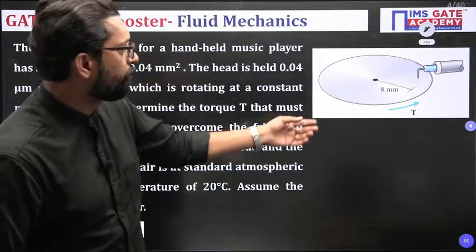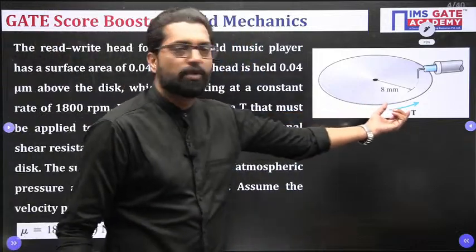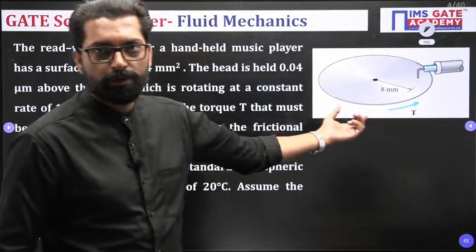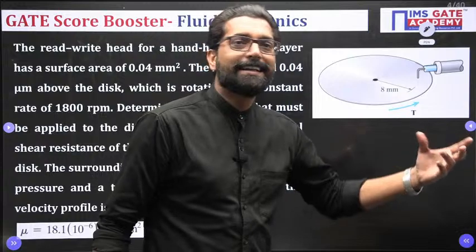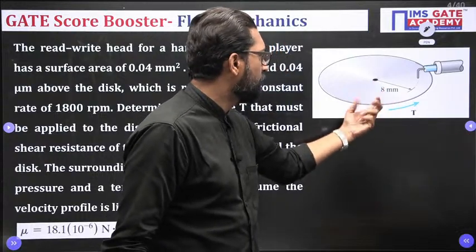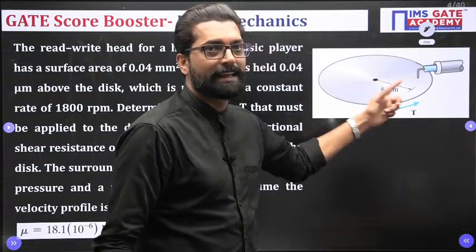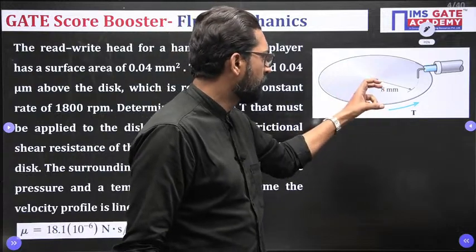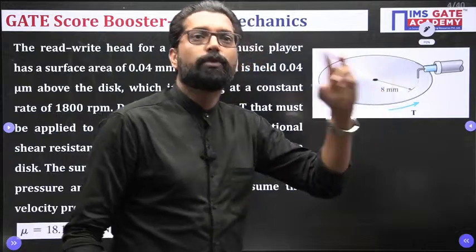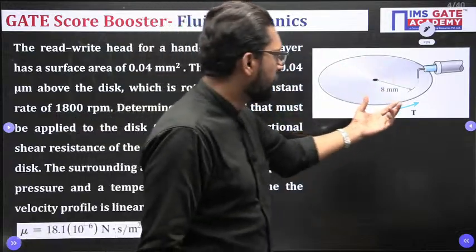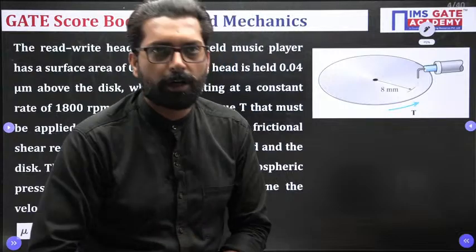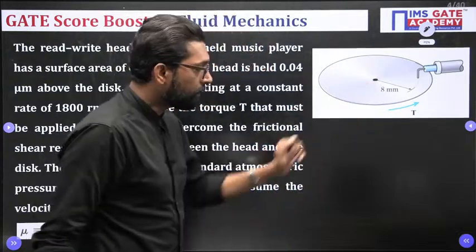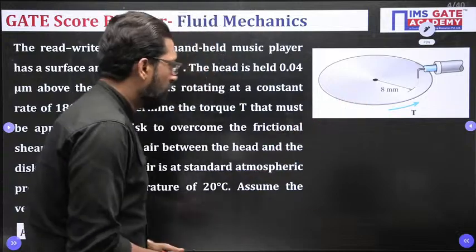We have to find the primary parameter known as torque. Once you know the torque, you can easily determine the power required to rotate this disc, that means you have to design the motor. There is a motor, and due to that motor the disc is rotating. So you can easily define the rating of the motor power. So we have to find the torque applied to this disc.